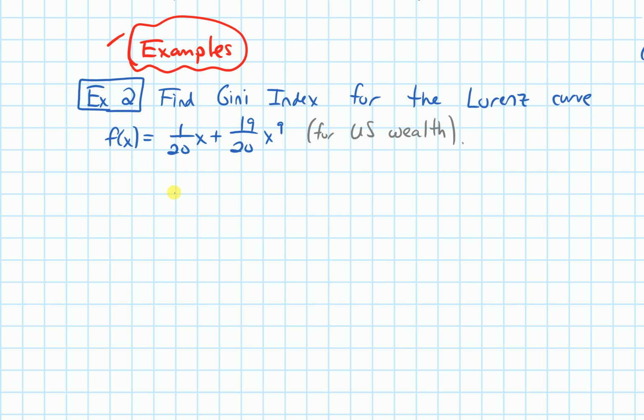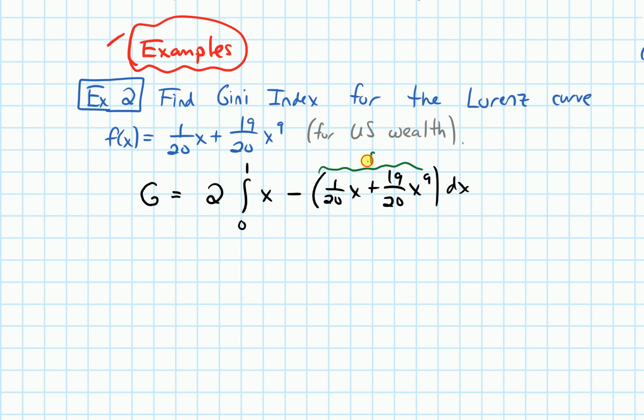So I'm going to call the Gini Index G, and the formula is we take 2 and multiply 2 by the integral from 0 to 1 of the curve of perfect equity equation, which is x, minus our Lorenz curve. So our Lorenz curve, got to put in parentheses, 1 over 20 x plus 19 over 20 x to the 9. So this whole thing in parentheses was f of x. And I need the parentheses around it so I don't forget that I need to distribute this negative sign. And in fact, in the next step, let's distribute that negative sign.